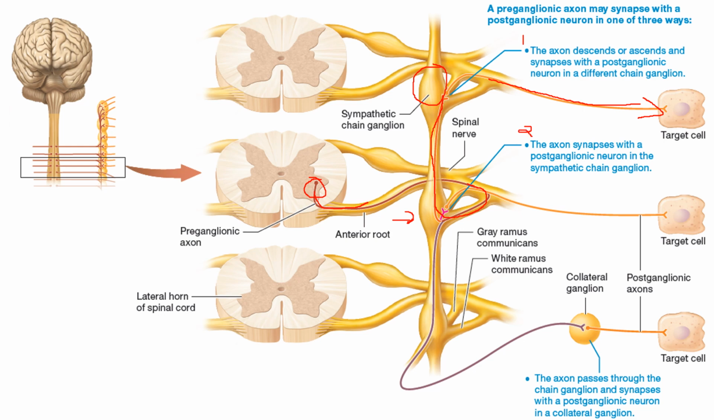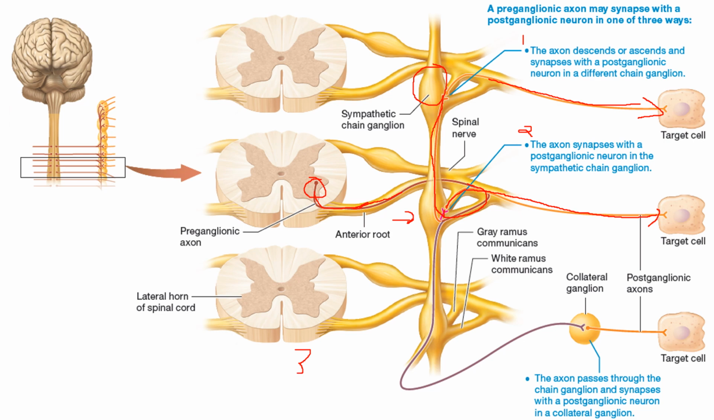The second method, that's a 2, I promise. This is going to be the axon synapses with a postganglionic neuron in the sympathetic chain ganglion. Okay, so this is going to be following this same path here, and what we see is that instead of going up or down, it synapses directly in the chain, and then this postganglionic axon carries the signal to its target cell here. So it can either go up or down, or what can happen is that this, let's just follow this one down here.